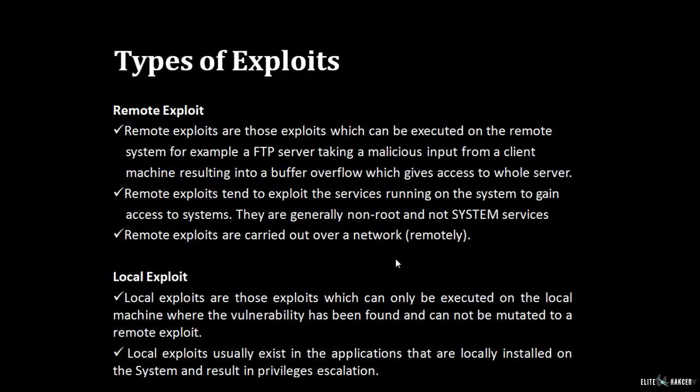Continuing with the classification of exploits, here we shall see about remote and local exploits. Remote exploits are those exploits which can be executed on the remote system. For example, a FTP server taking a malicious input from a client machine, resulting into a buffer overflow which gives access to the whole server. Remote exploits tend to exploit the services running on the system to gain access to the systems. They are generally non-root and not system services. Remote exploits are carried out over a network.